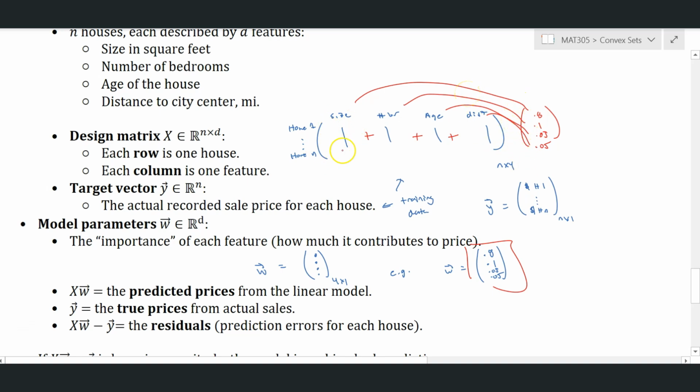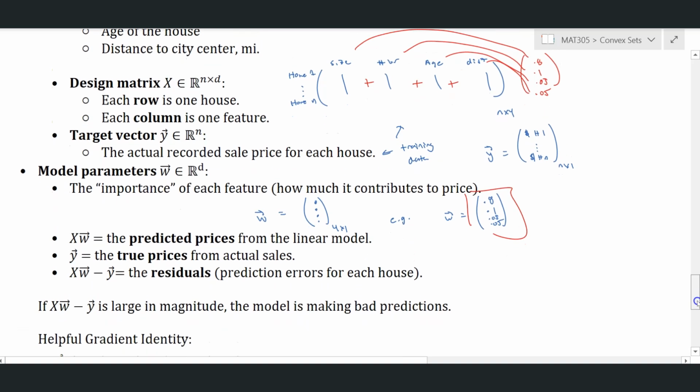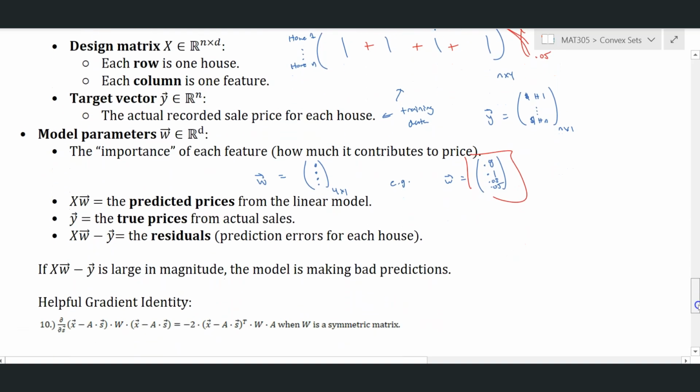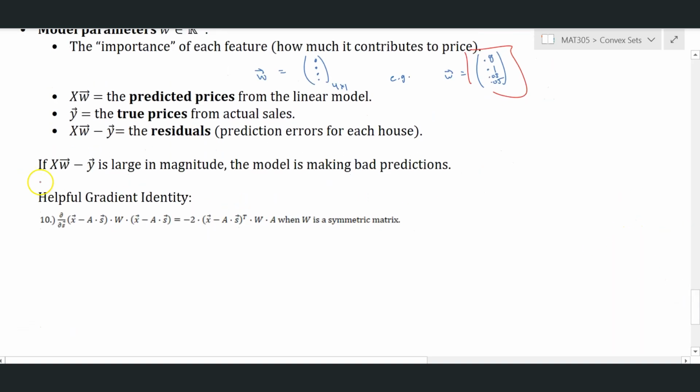Of course, size is probably going to be the biggest number, right? Because it's going to be in square feet, and you're going to have thousands of square feet. And so there are ways to kind of limit the effects of these weights. Okay, so x times w is the predicted prices from the linear model. It'll be based on the weights times the data. y will be the true prices, and then xw minus y will be the residuals. It'll be prediction errors. It'll be the difference between predicted and true. And if xw minus y is large in magnitude, the model is making bad predictions, right?